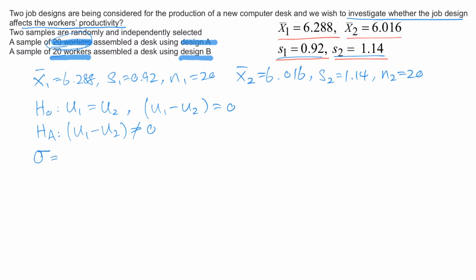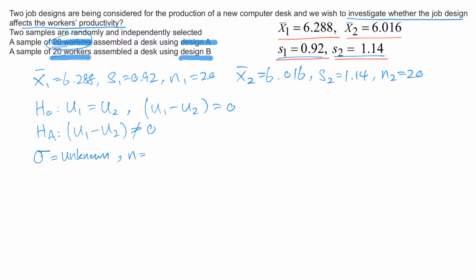First of all, we have no information on the population standard deviation or variance, so sigma is unknown. Secondly, we have n equals 20, so we can't say that the CLT applies. If it were more than 30, we could say n equals so and so, and therefore the CLT applies, but this isn't the case here.